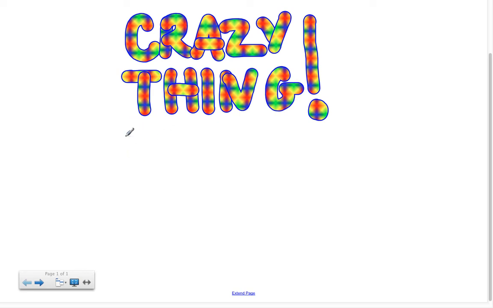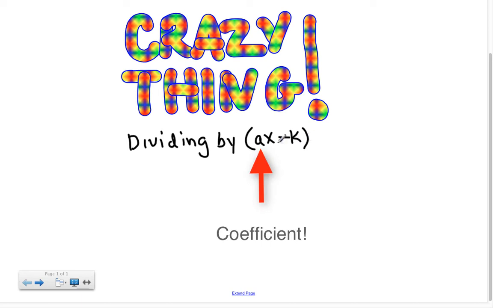And the crazy thing that can happen is if we're dividing by a divisor that's in the form ax minus k. So the last question we did had just x minus k. This one has ax minus k, which means we have a coefficient in front of our x. And it really causes a bit of a sticky situation. So we're going to go through an example of how we're going to do that. So let's start with the example.